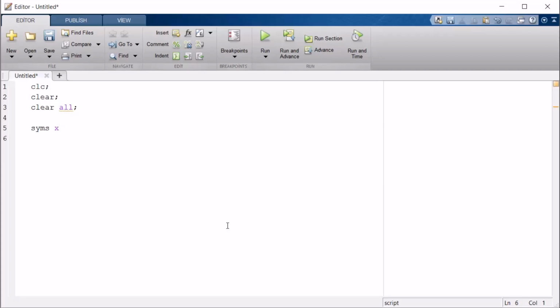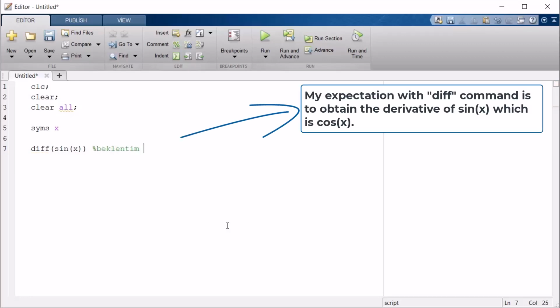Then let's take a simple derivative. We take derivatives with the command diff, guys. And I want to take the derivative of sin x. What is my expectation? My expectation is that cos x comes. Let's see if my expectation will come.